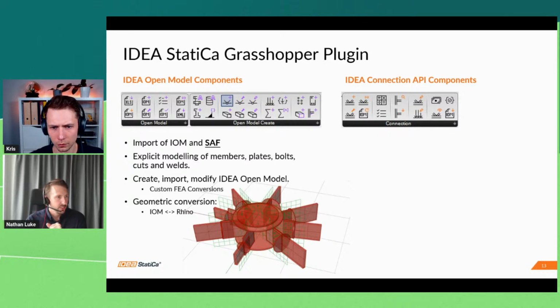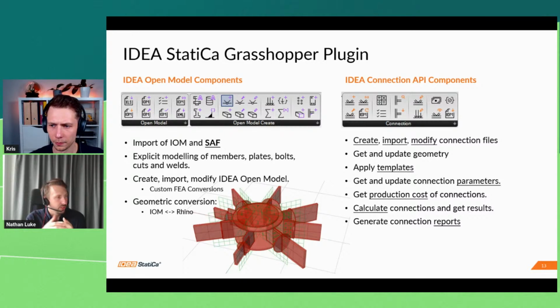And then the second part is the connection API component. Basically, how do we take an IDEA Open Model and create a connection file from it? Or what if I want to do something with the connection file that I have, such as run the calculation, or import a connection file and do some modifications to it, and get production costs or the other features available in the connection app? This requires an API that connects to the connection app on your computer, so you obviously need a license of IDEA StatiCa to get that to work.